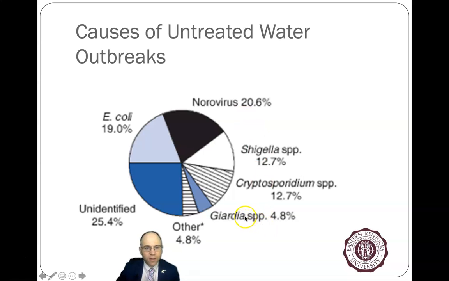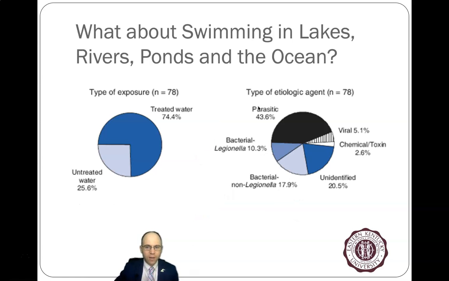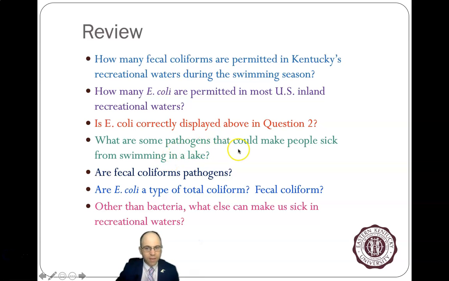So what's the number one known cause of untreated waterborne disease outbreaks? Norovirus. And swimming pools, treated water, what's the number one cause? The number one cause is the parasite, particularly Cryptosporidium. So what are some pathogens that can make people sick from swimming in a lake? You can say norovirus, toxic E. coli. Those are just a couple. What else could make people sick other than bacteria? What else could make us sick from recreational waters? So cyanobacteria. That's another one.